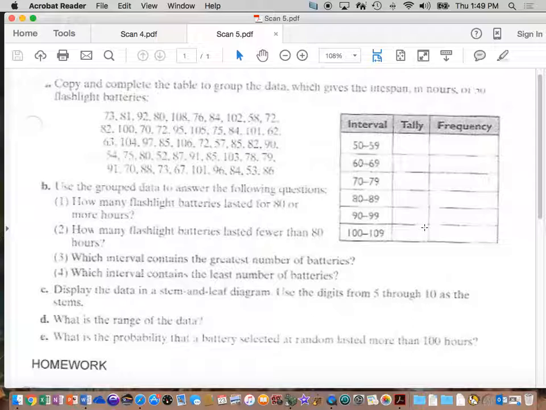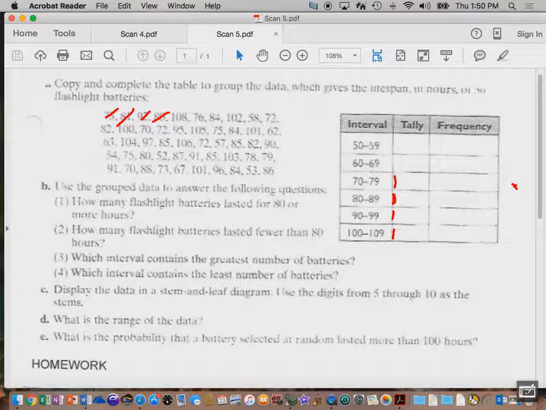Now, what we're going to do is teach you how to do a tally chart. I'm going to take the number 73, and I'm going to put it in the right interval. 73 goes right in here, cross off the 73. What do I do next? 81. 81, I go right here. Check. 92. Check. 80. Now, the worst thing you can do here is get distracted.